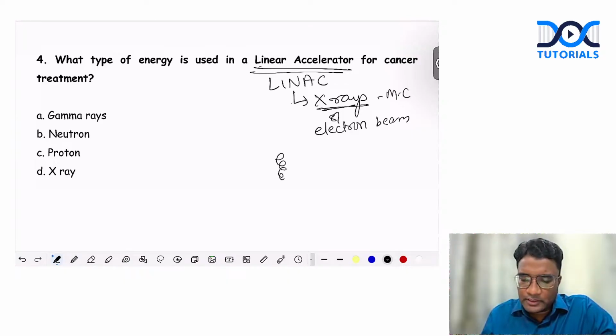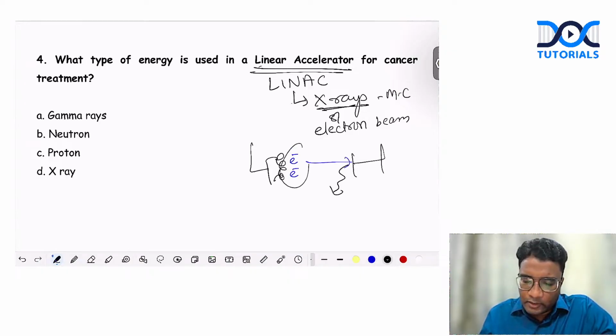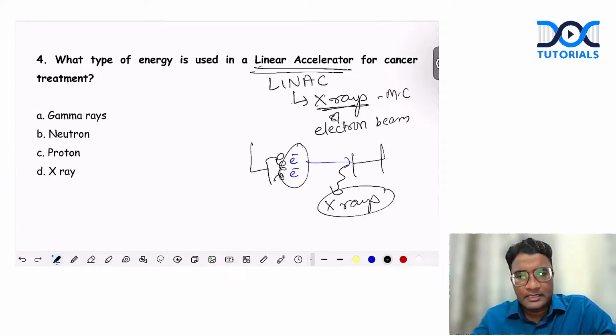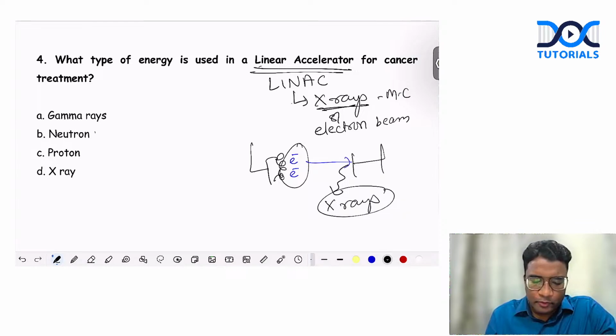You study the generation of X-rays. The cathode is there and then the anode is there. So first electron beams should be generated and then the X-rays will be generated. So both electrons and X-rays are produced by what? The linear accelerator. The linear accelerator, also called LINAC, produces both electrons and X-rays. Neutrons and protons are produced by the cyclotron.